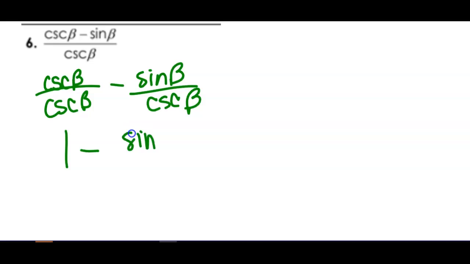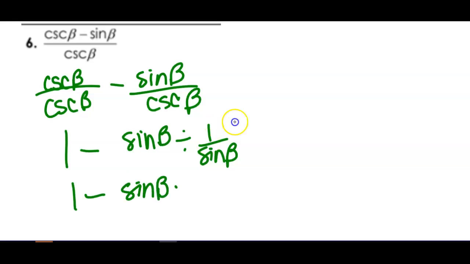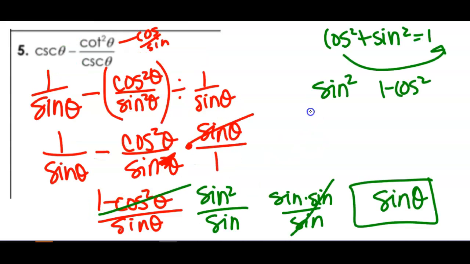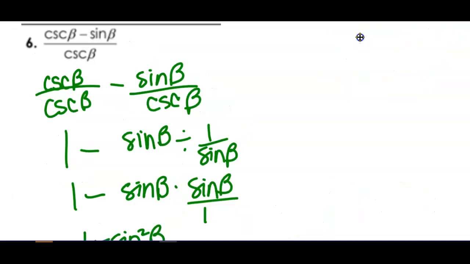This is sine divided by cosecant, which is 1 over sine, which is sine times, and you flip that over and you get sine over 1. So we end up with 1 minus sine squared. And if you go back here, 1 minus the sine squared would be a cosine squared. You got to learn these identities.